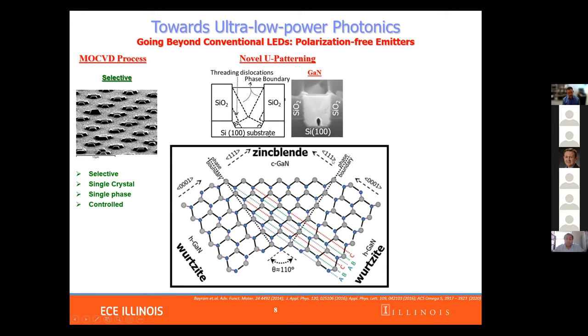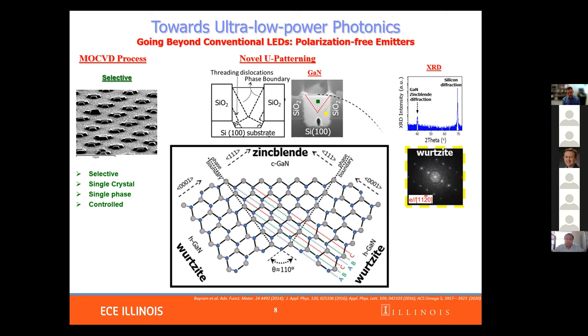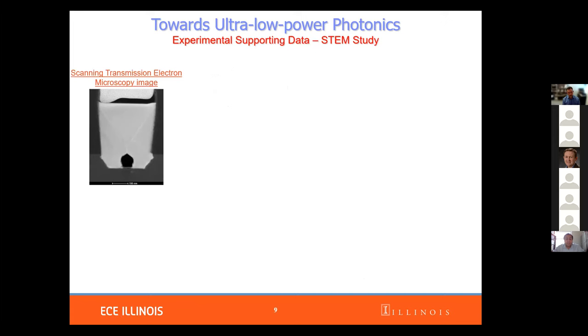In other words, if you have a cube in your hand, if you rotate it in the right way, you'll see a hexagon. So we have looked into this in detail, using X-ray diffraction as well as selective area diffraction, confirming that the incoming phase is wurtzite and the result after SIM is zinc blende. And overall, we have these phase boundaries filtering the defects.